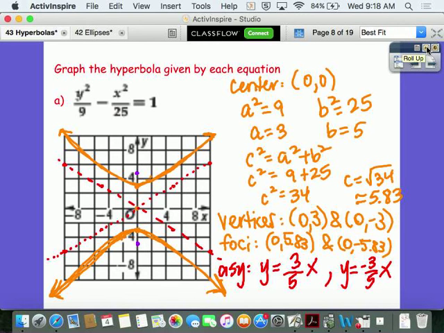But one thing that you can do is this: you know that it's going to be 3 and 3, 5, 1, 2, 3, 4, 5, and 1, 2. And then there's your box.